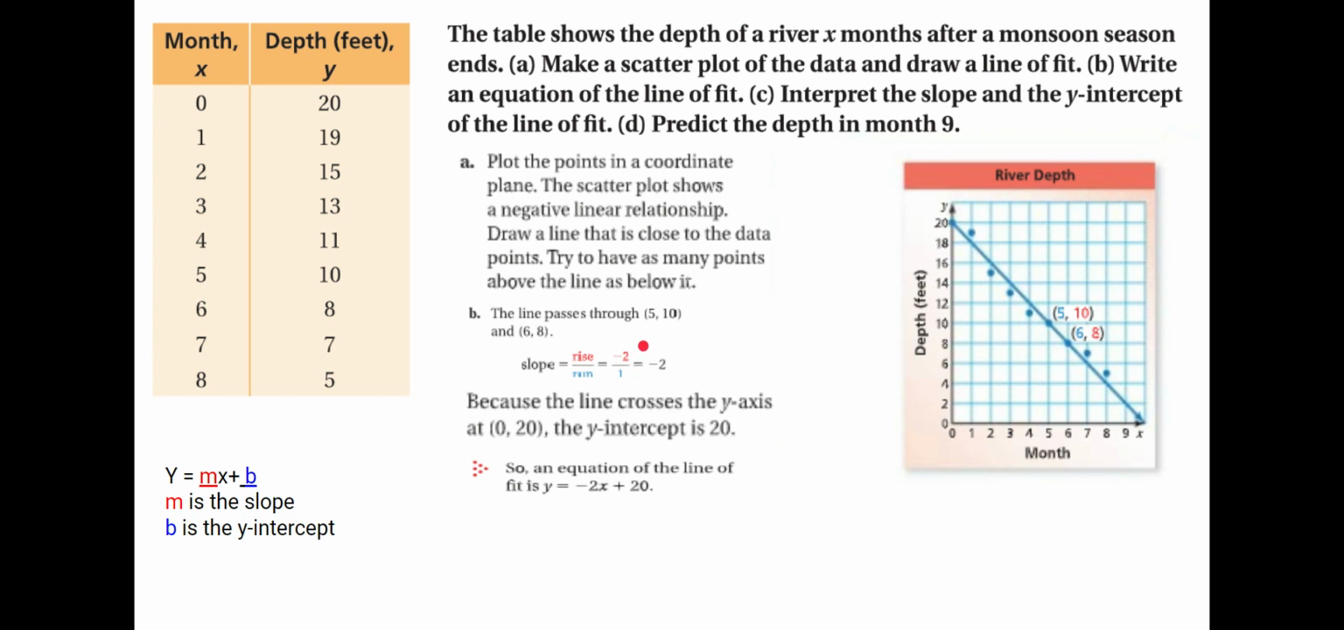Since the slope is -2 or -2/1, that means the depth, which is the y, goes down by 2 feet every, or per, or each 1 month. So the slope is the river goes down 2 feet per month. And the y-intercept, which is the 20, means that after the monsoon season ends, so at the end of the monsoon season, the height of the river was 20 feet. And then it started to go down 2 feet per month.